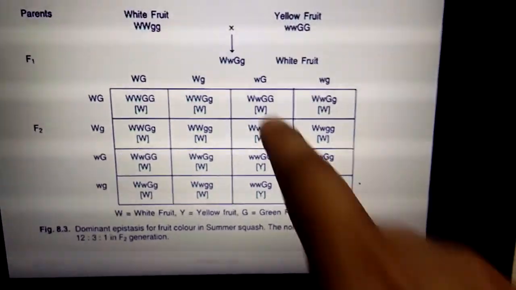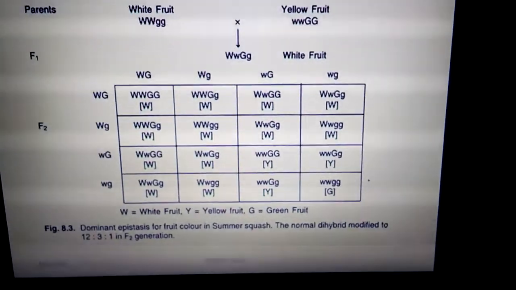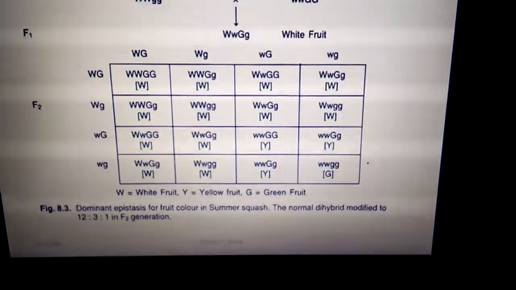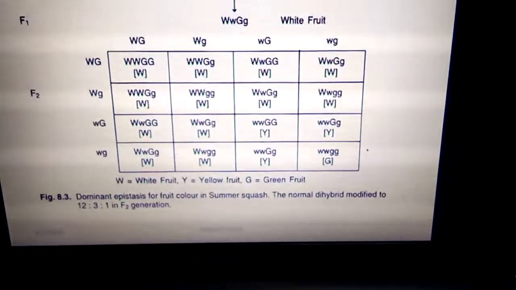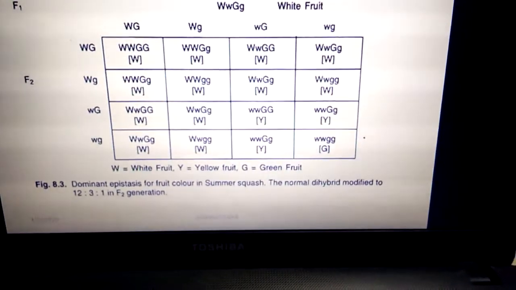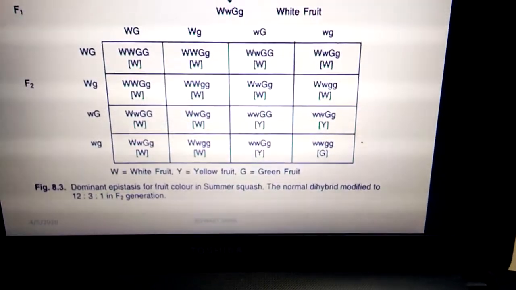We can see here these are all white fruits, right? So intermating of F1 plants produces plants with white, yellow and green color fruits in the F2 generation in a 12:3:1 ratio. Here capital W is dominant to small w, and epistatic to alleles capital G and small g.